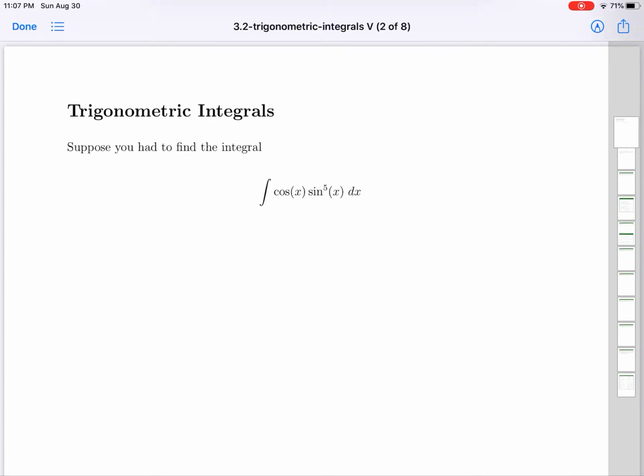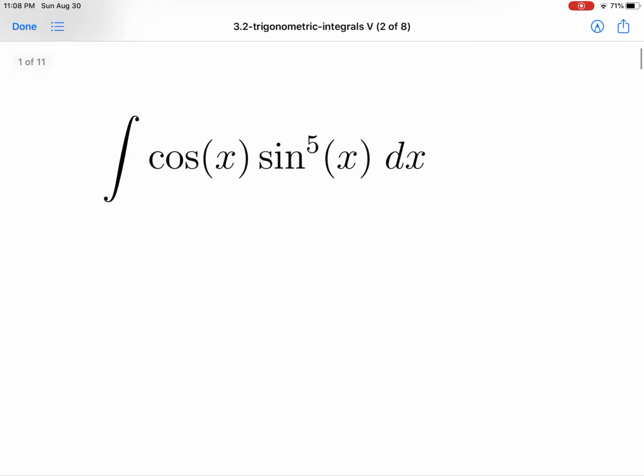So as you guys can see, the problem that we have here is exactly what our description is. It's a trigonometric integral. It looks kind of gross. Let's talk about what techniques we could use to tackle this.